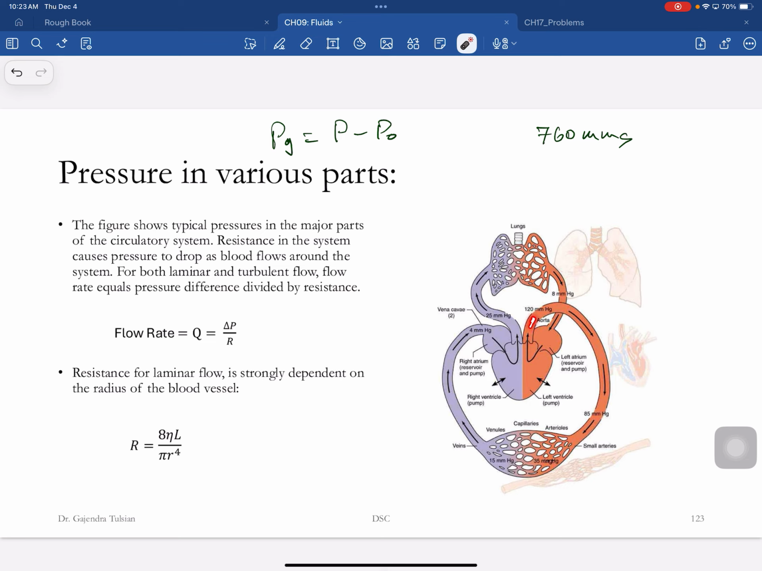Okay, this is 120 millimeters of mercury. That's the pressure in the aorta. When you go to the doctor's office and they measure your blood pressure, are they sticking something in there to measure the blood pressure? What are they doing? They're measuring the pressure in your arms.